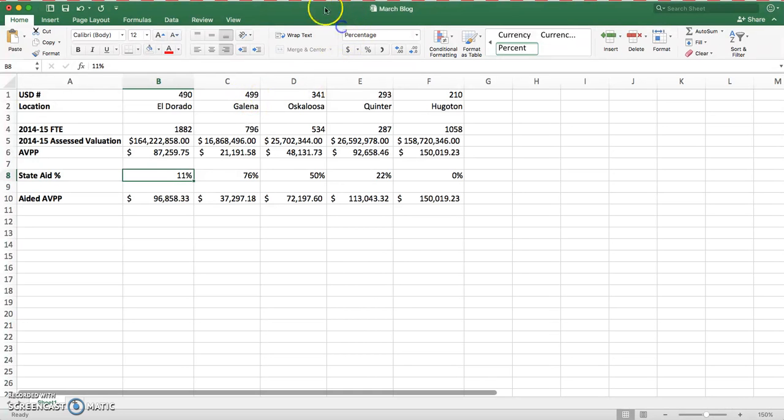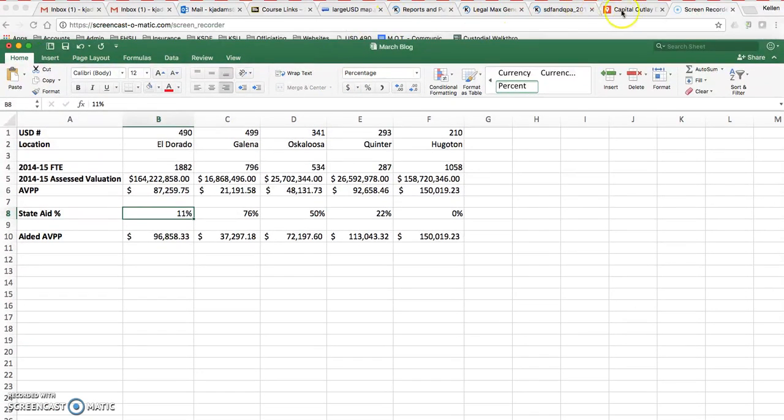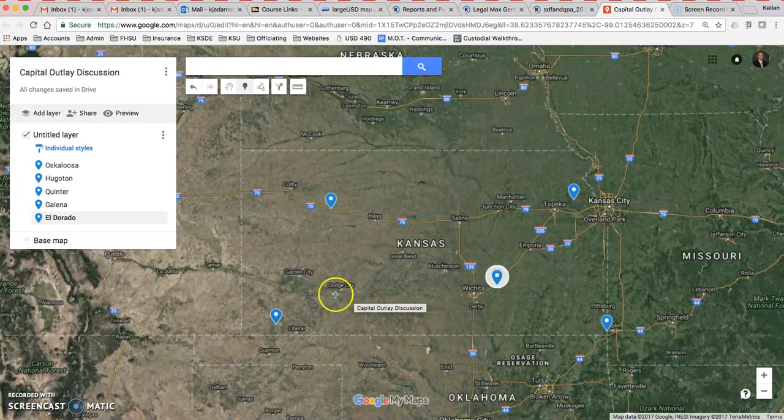Let's go ahead and wrap in some geography if we can here. I'll go to the map and show you. Here is Hugoton in the southwest corner of the state, near the Oklahoma border. Up here is Quinter, right along I-70. Of course, you all know the location here. This is Oskaloosa. Sits just, I believe, north of Lawrence, and then Galena in the very, very southeast corner of the state. So those are our 4 chosen from our not-so-random sampling.